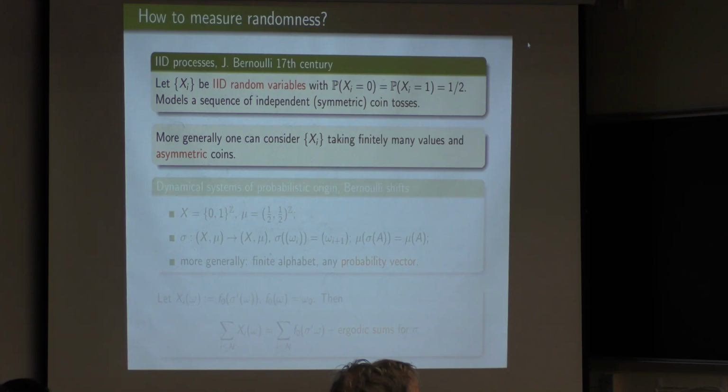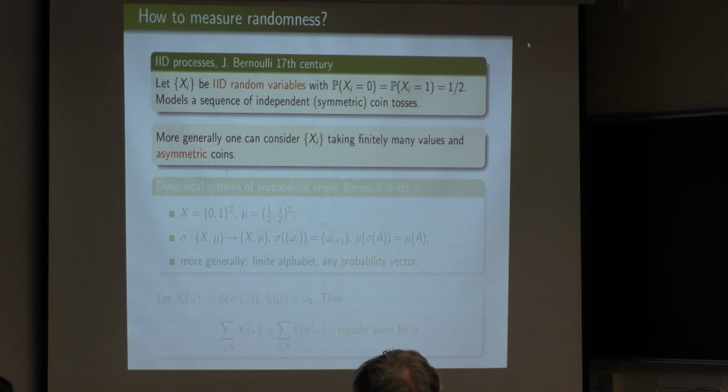You can talk more generally about asymmetric coins, so it's more likely to see heads than tails, and also it can take more values, finitely or later on even infinitely many values, but maybe classically it can take any finite number of values with any probabilities you assign to them. And then, for example, if the probability is 1/2, 1/2, and you do your experiment like 1,000 times, then you expect 500 times to see heads and 500 times to see tails.